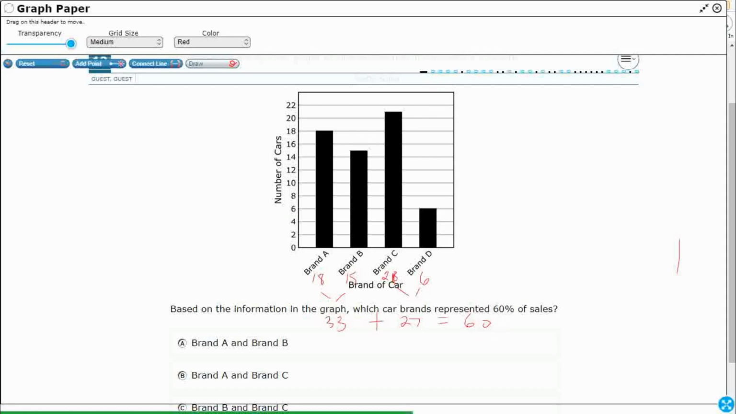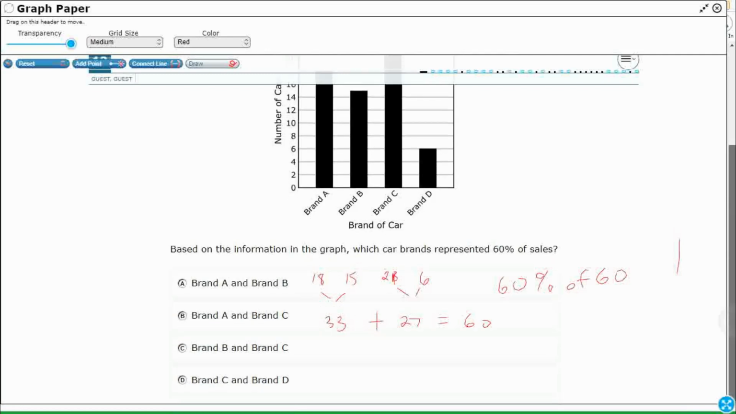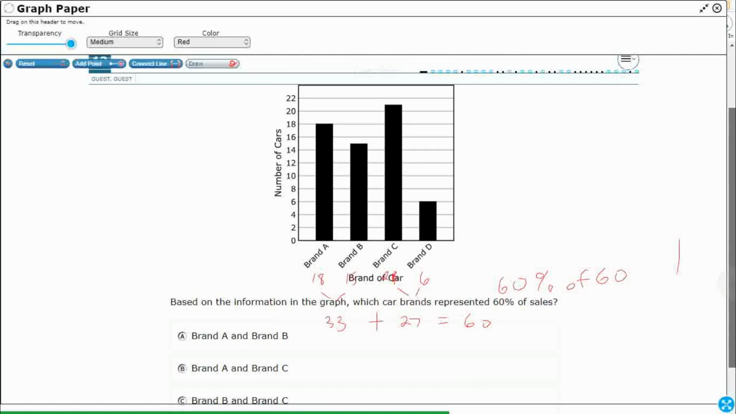All right, so I need 60% of 60. Okay, so 60% of 60 sales. All right, so I've got a few different options here. So what I could do is I could add those, A and B, A and C. What else do I have? B and C, C and D. And I can add those, divide by 60 and see what makes 60%.